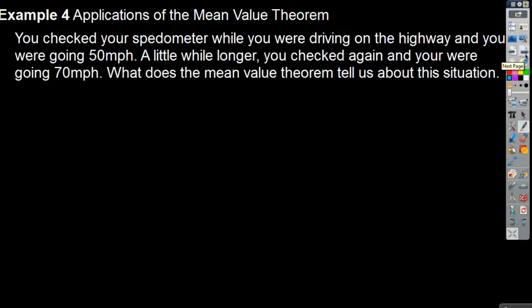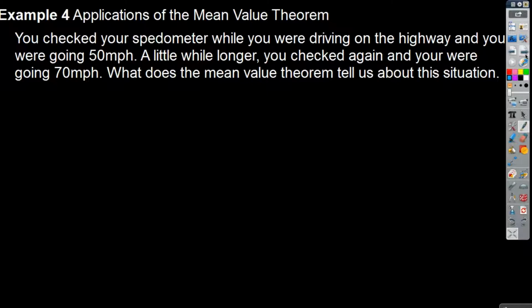Now we're going to think about just what does the mean value theorem mean in real life. Example 4 says the applications of the mean value theorem. It says you checked your speedometer while you were driving on the highway and you were going 50 miles per hour. A little while longer, you checked again and you were going 70 miles per hour. What does the mean value theorem tell us about this situation?